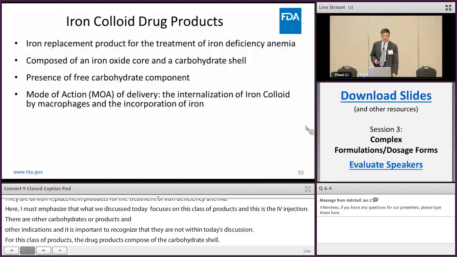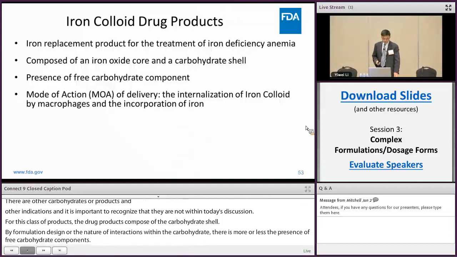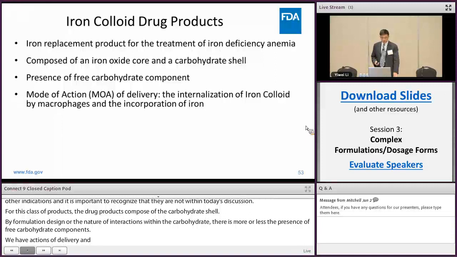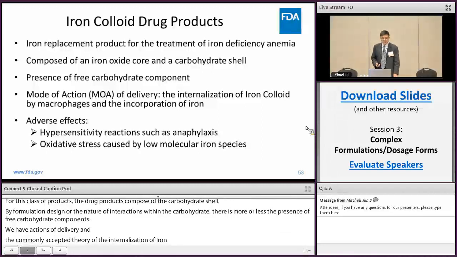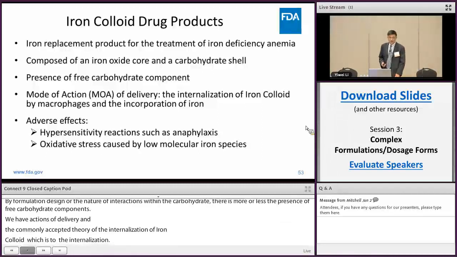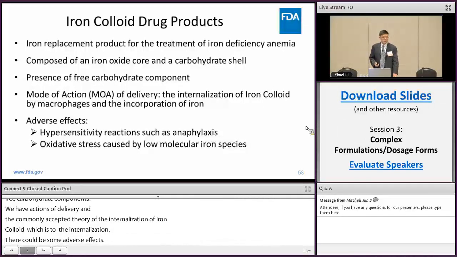In terms of mode of action, the commonly accepted theory involves a step of internalization of iron colloid complexes, which is followed by the incorporation of elemental iron into the internal iron pool. This group of drug products is known to have some adverse effects, for example, hypersensitivity reactions such as anaphylaxis, or oxidative stress caused by low molecular weight iron species.